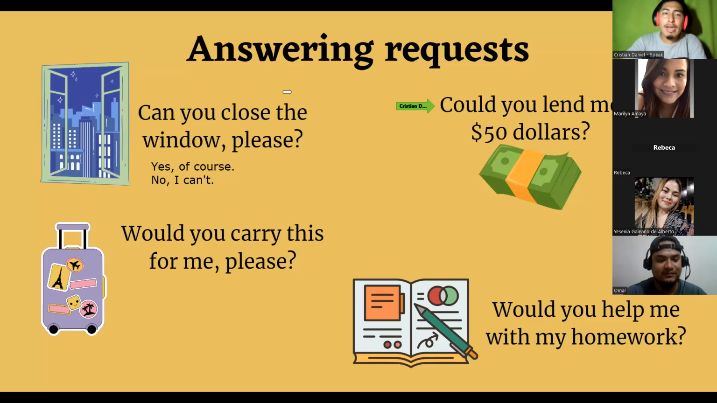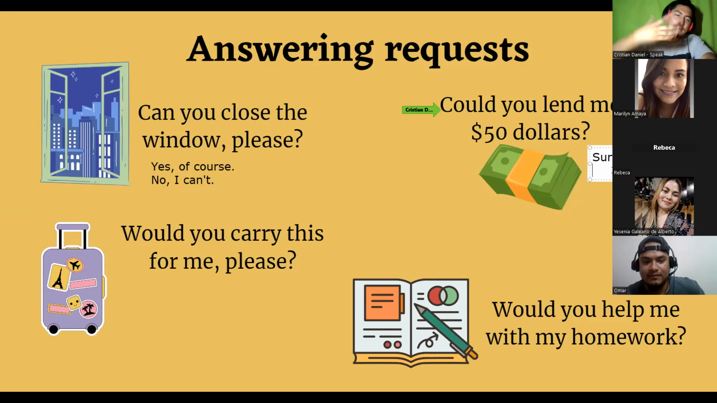Well, Omar, today we are making a review from yesterday's grammar, yesterday's class, and we are answering some questions. Tell me, Omar, what is a possible answer for this question? Omar, can you lend me $50? Sure, of course. Okay, that's nice. And what about a negative answer? What can you tell me, Omar? A negative answer. For example, again, Omar, could you lend me $50?